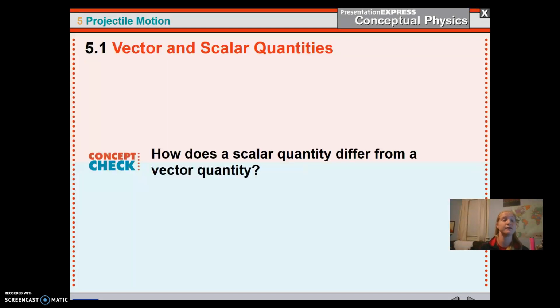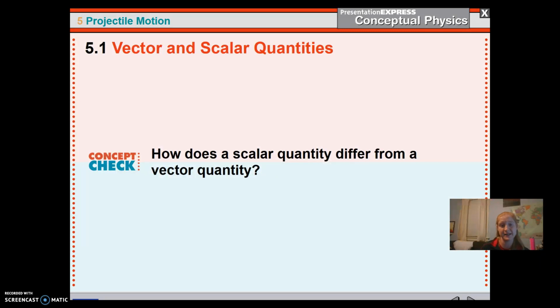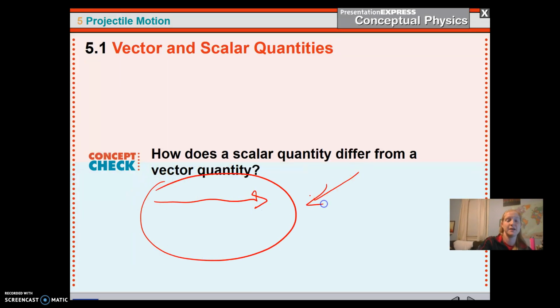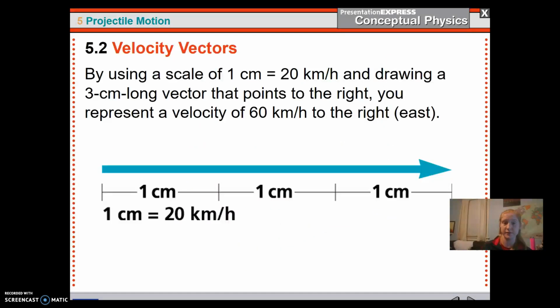Okay, how does scalar differ from vector? You guys know this. A vector has an arrow, it has a magnitude. This is the key. This is really important. Once you add an arrow, you know it has some sort of direction. Okay, so we're going to go into velocity vectors. The objective here is at the end to understand how to get a resultant of two perpendicular vectors. Luckily, you already know how to do this, so this is review as well.